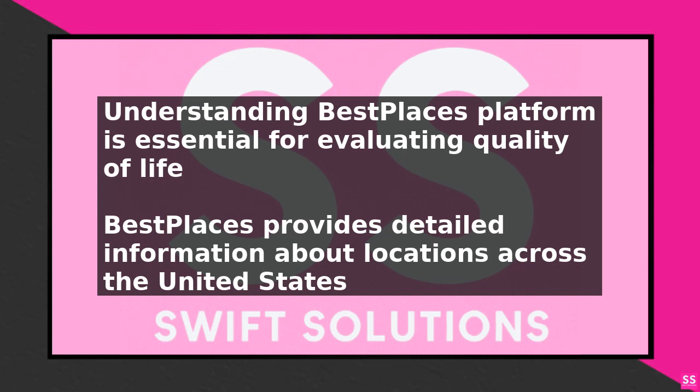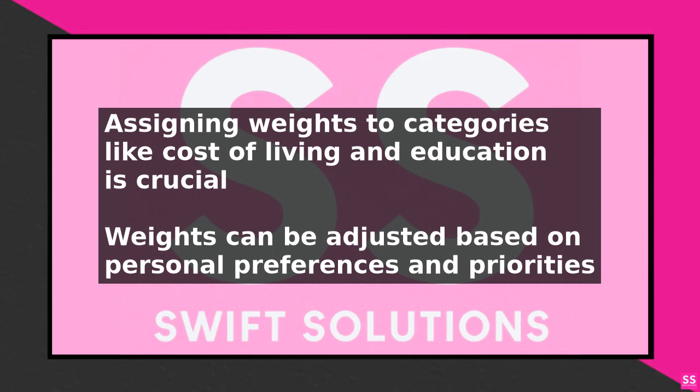First, you need to visit the BestPlaces website and click on the Quality of Life section. Here, you will find a list of categories that affect the quality of life, including cost of living, education, employment, and crime rates, among others. You can assign weights to each category based on how important it is to you. For example, if you have children, you may want to give more weight to education and schools.